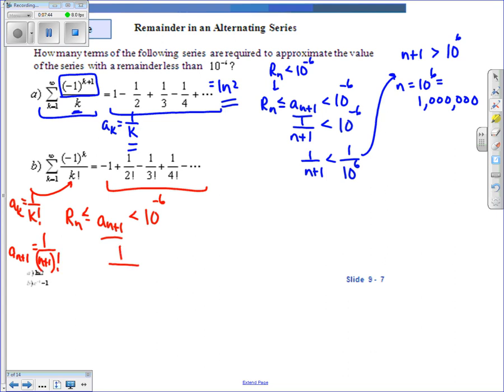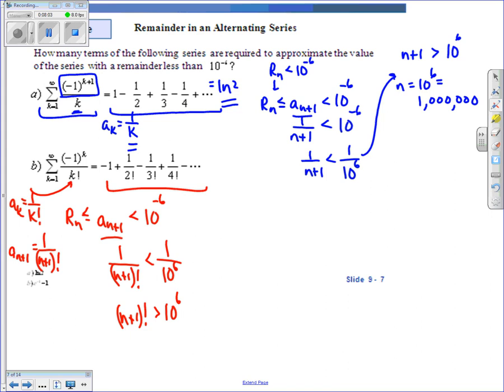So I've got 1 over n plus 1 factorial, and I want that less than, and I'm going to rewrite 10 to the minus 6 as 1 over 10 to the 6th, and now I'll take the reciprocal of both sides. N plus 1 factorial is greater than 10 to the 6th. Now this one's a little harder. You can't just add or subtract something to both sides.